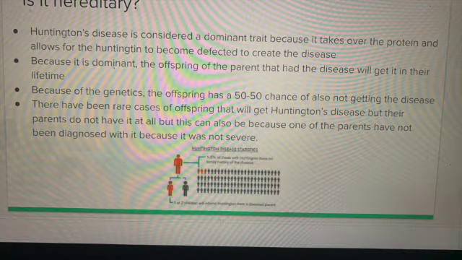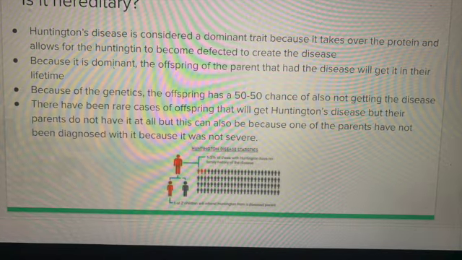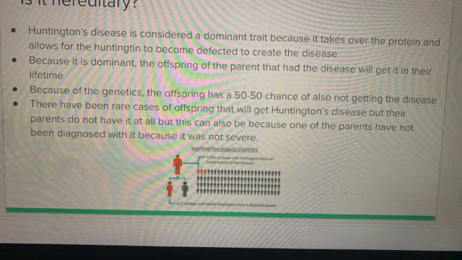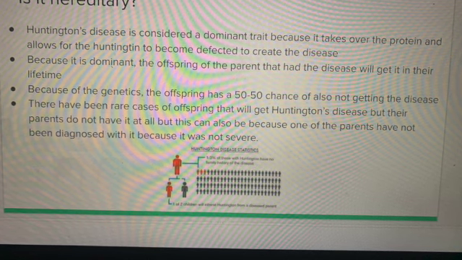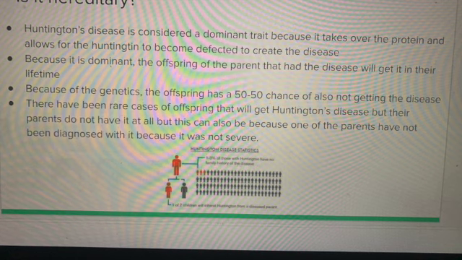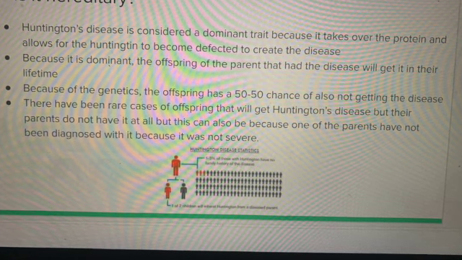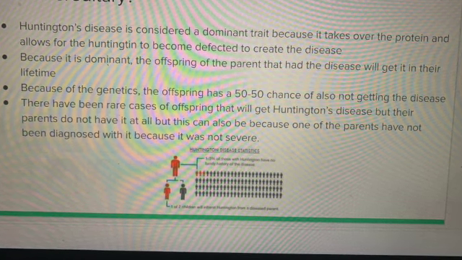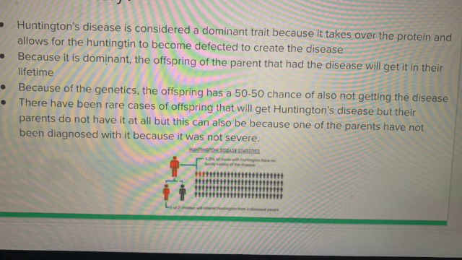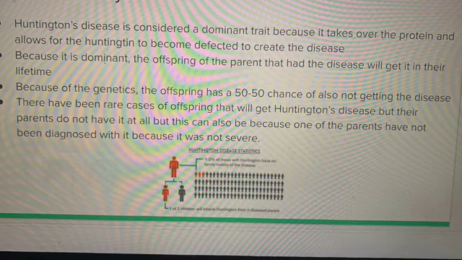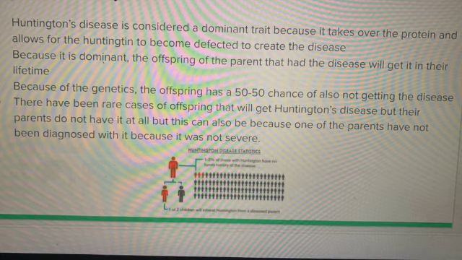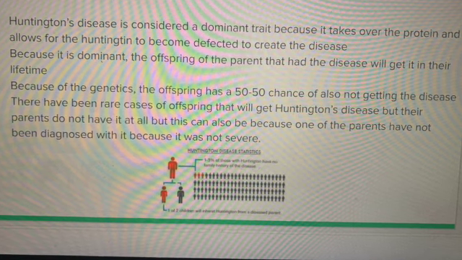Is it hereditary? Huntington's disease is considered a dominant trait because it takes over the protein and allows the Huntingtin to become defective to create the disease. Because it is dominant, the offspring of a parent that has the disease will get it in their lifetime. Because of the genetics, the offspring has a 50-50 chance of also not getting the disease.